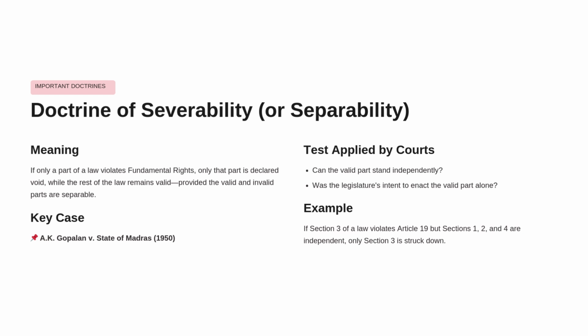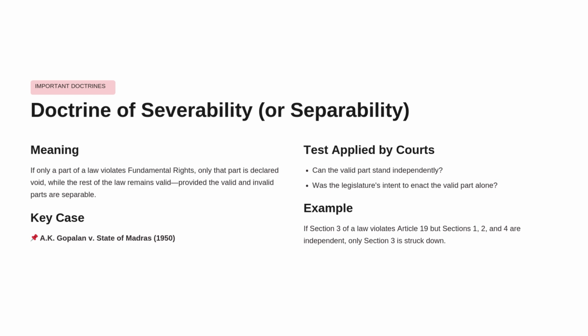Now, what are the tests applied under this doctrine? So, under this doctrine, to study whether a portion is valid or void, we apply certain tests. The court sees whether a valid part can stand independently, meaning when a part of the law is valid and the other part is not valid, can the two be separated? The second test that the court applies is whether the legislature intended the valid part to operate alone.